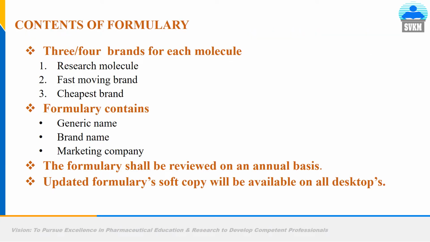Dear friends, it is very essential to consider which drugs need to be included in the formulary: whether a drug is a research molecule, a fast moving drug, or a cheapest brand drug. There should be 3 or 4 brands available for each molecule. The formulary must contain the generic name, brand name and the marketing company details of the drugs. The formulary shall be reviewed on an annual basis. The updated formulary soft copy will be available on all desktops of the hospital.